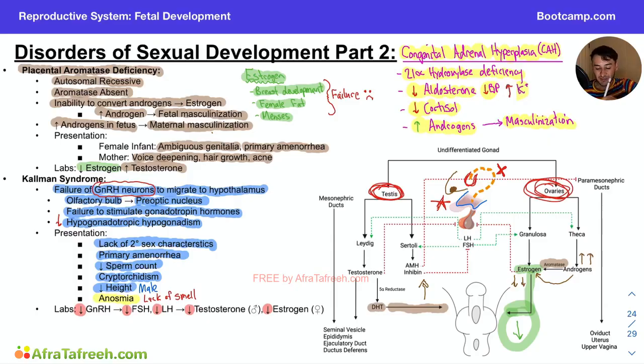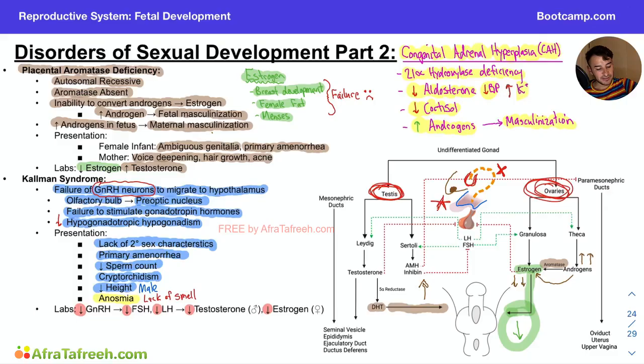So we talked about this red olfactory bulb, right? And that's where our GnRH neurons were supposed to migrate to the preoptic nucleus in the hypothalamus. Well, that's not the only thing that goes awry here. There are special neurons responsible for our sense of smell that also undergo some complex migration in this area, and that migration fails, and therefore these patients are going to have a really reduced or sometimes a lack of smell.